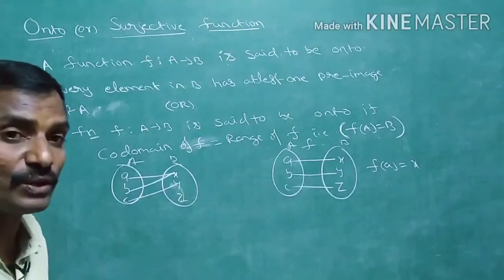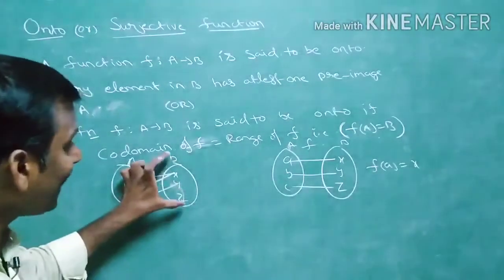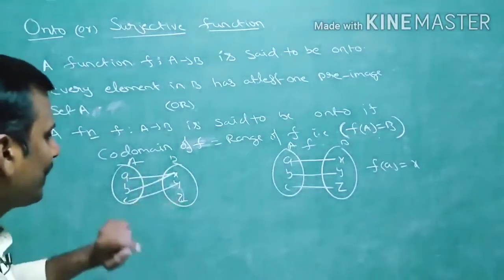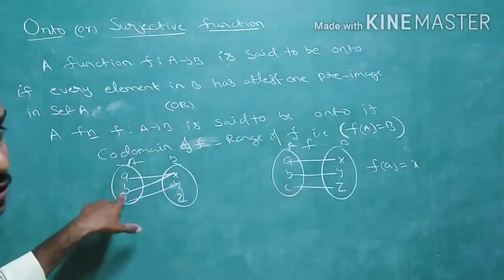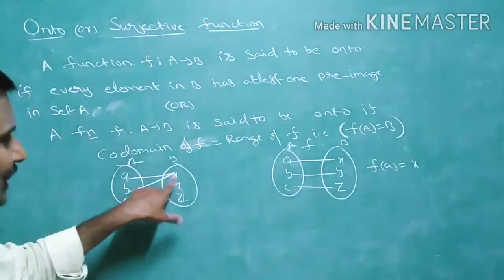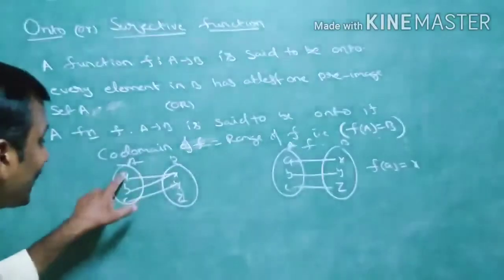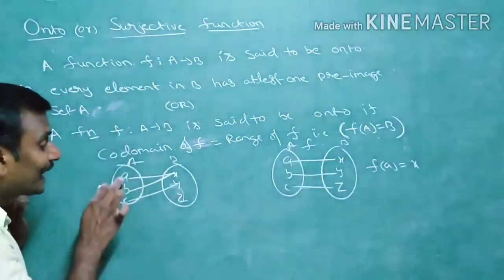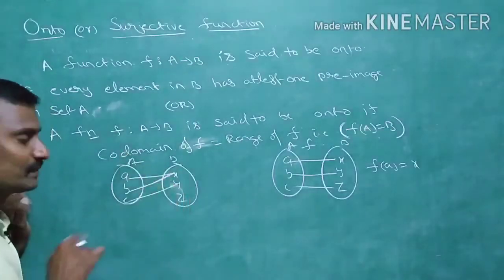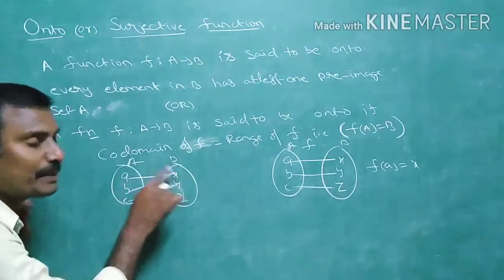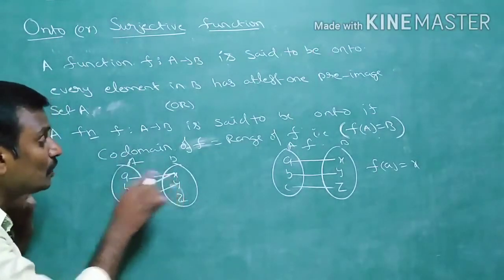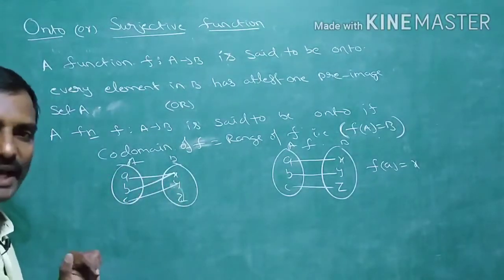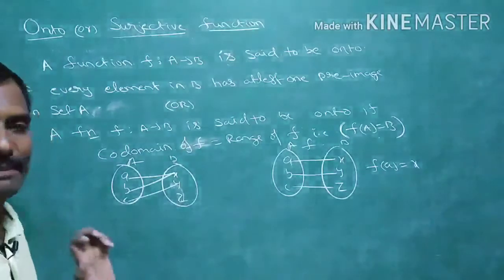What is the definition of onto function? Every element in set B has at least one preimage. Here X has two preimages, no problem for that. More than one preimage is no problem. Here X has A and B as preimages. Don't confuse: here A has a unique image X, B has a unique image X. But X has two preimages, A and B. But Z has no preimage.